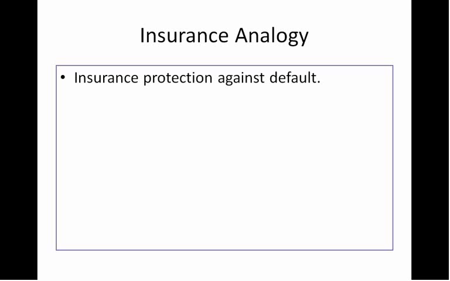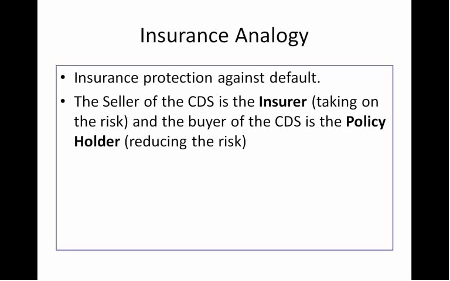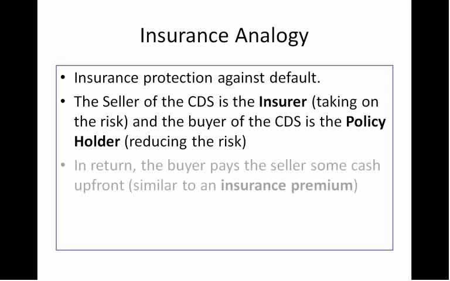Basically, a credit default swap is insurance protection against default of credit. The seller of the CDS is the insurer. They're taking on the additional risk of default. And the buyer of the CDS is effectively the policyholder. They're trying to reduce the risk. In return, the buyer will pay the seller some cash up front, very similar to an insurance premium. So that's the best way to think about it. It's kind of like an insurance contract on the possibility of default on debt. I think that's probably the best way to think about it, but it is a little bit generalized.